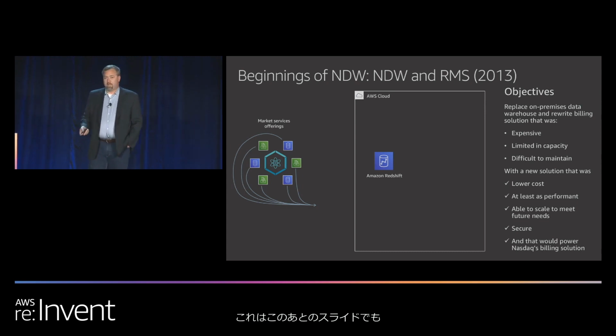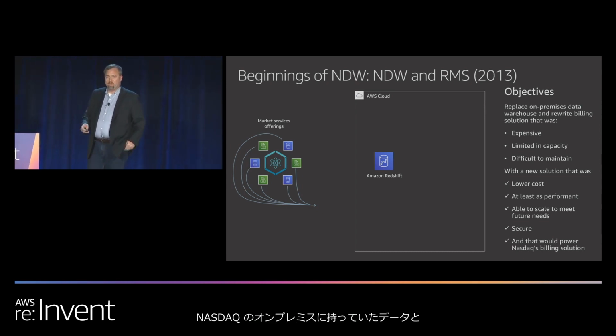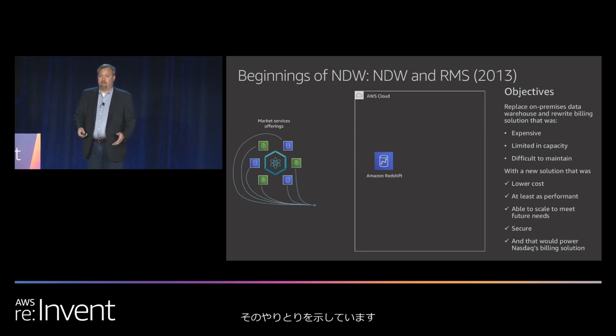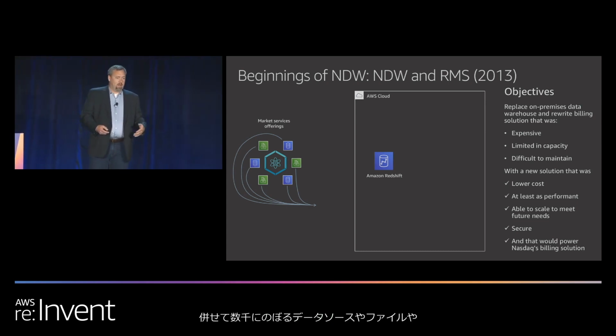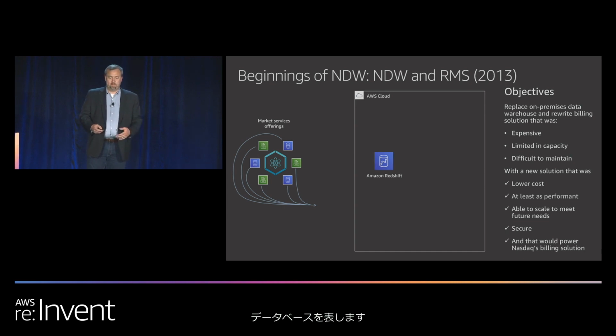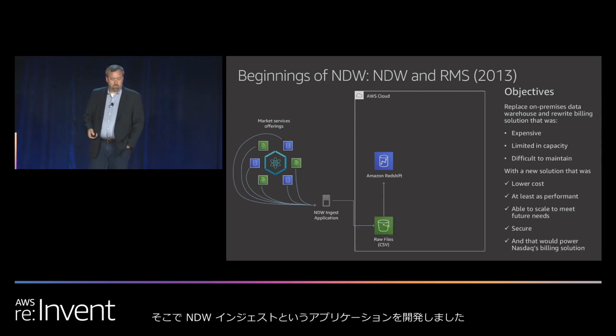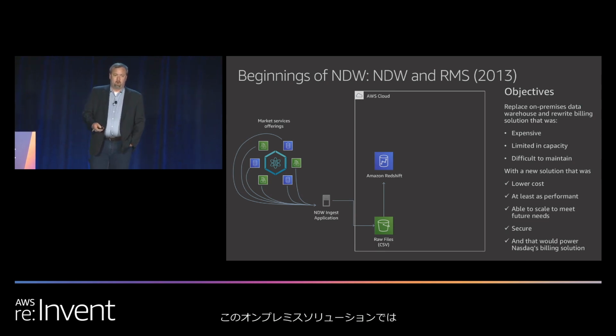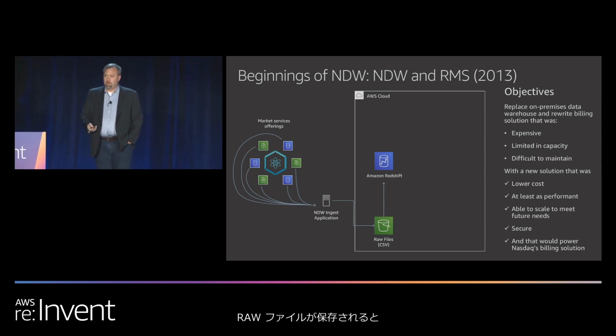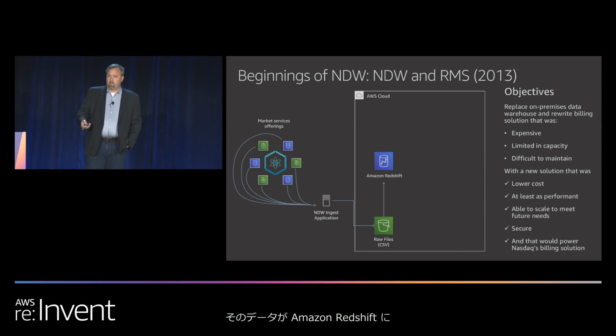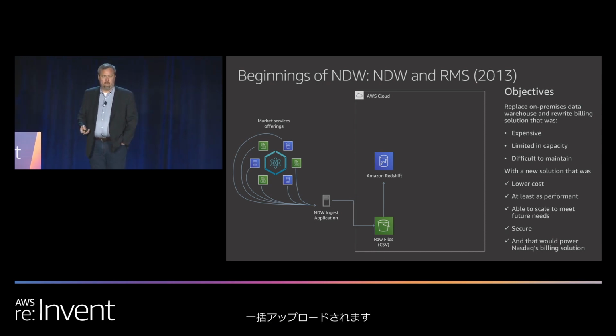This symbol, which you'll see on this slide and many other slides, is a vague representation of all of our exchanges, all of the data that we have on-prem. It represents thousands of different data sources, files, databases, and we needed a way to get all of that data into our new Redshift data warehouse. So we developed an application called NDW Ingest. This was an on-prem solution for gathering all of that data from our on-prem data sources and loading that data into Amazon S3. We just stored the raw files there, and then the NDW ingest application would do a bulk upload of that data into Amazon's Redshift.